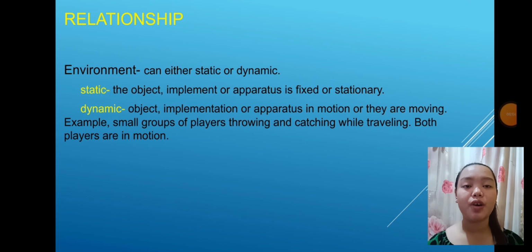The last category of relationship is environment. Environment can be either static or dynamic. Static means the object, implement, or apparatus is fixed or stationary, while dynamic means the object, implement, or apparatus is in motion. Example, small groups of players throwing and catching while traveling. Both players are in motion.